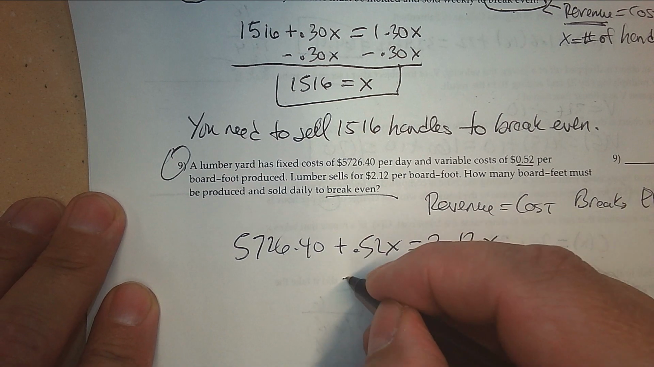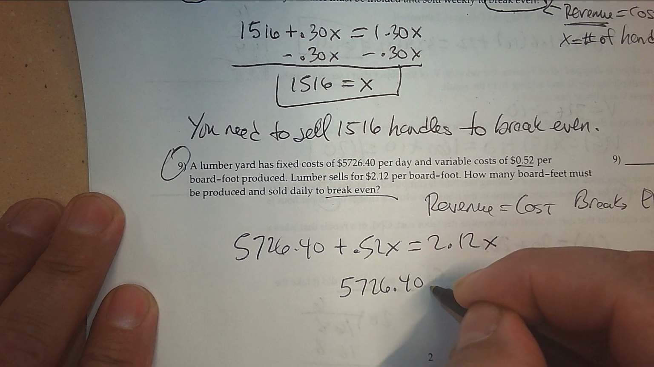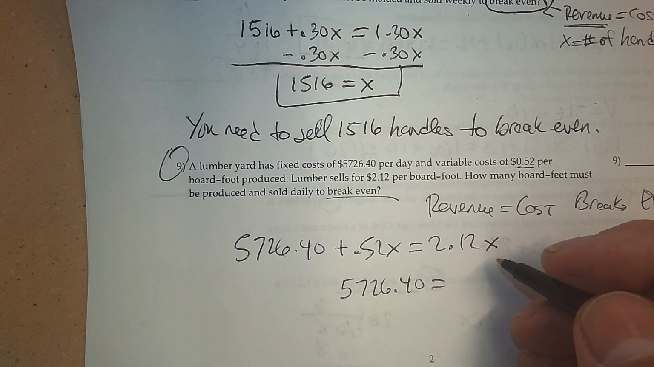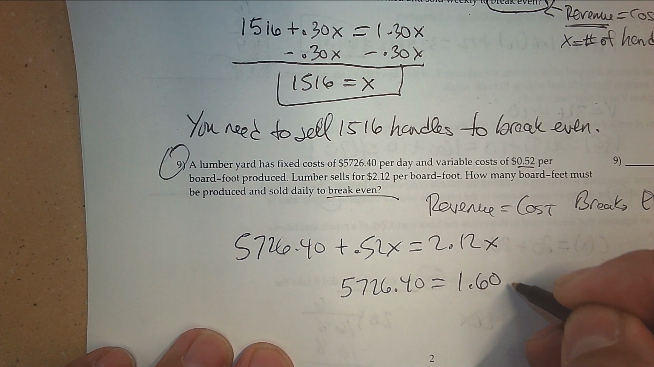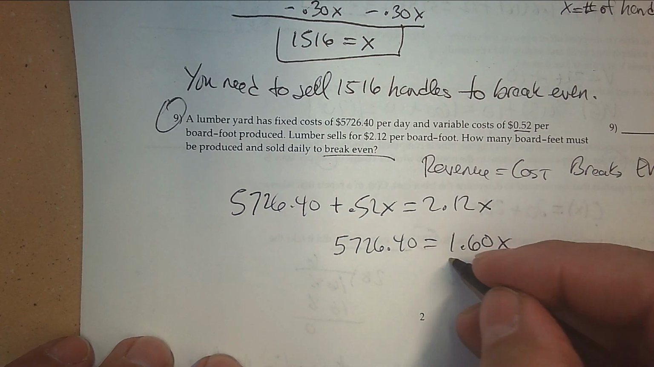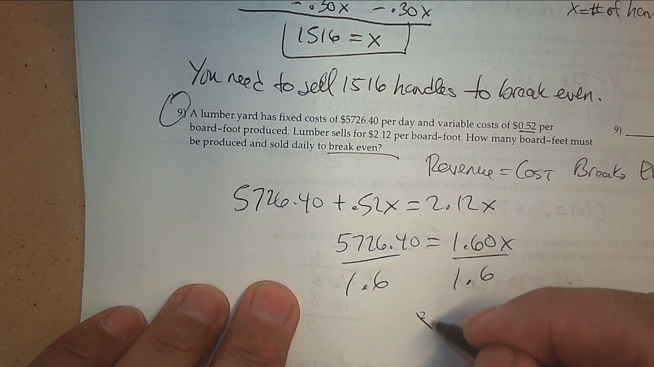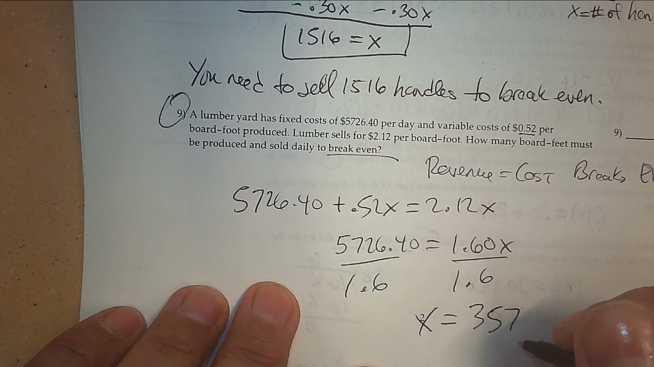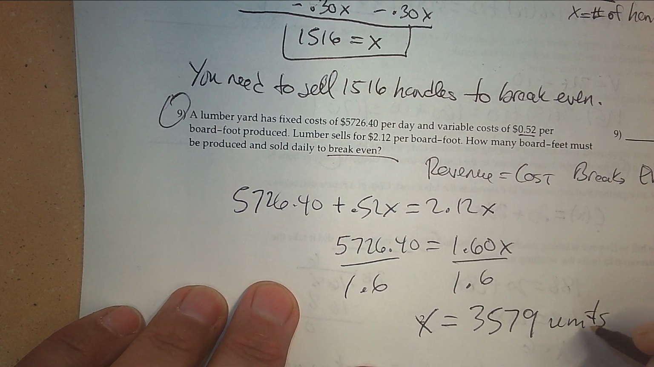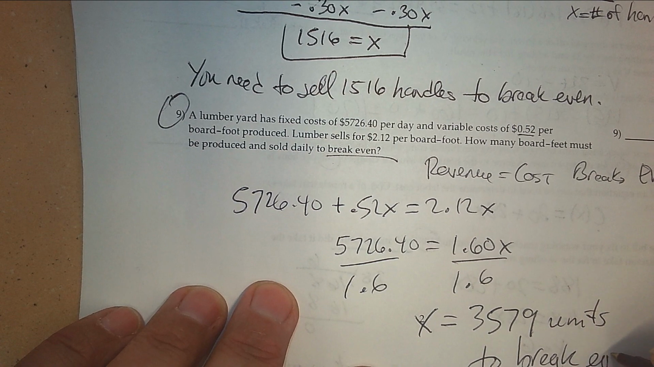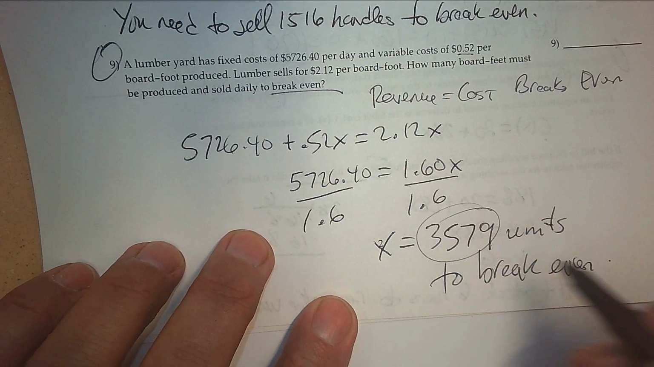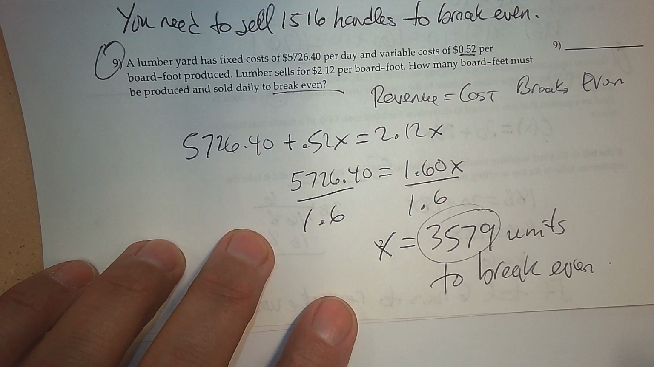So step number 1, I'm going to subtract. So $2.12 subtract 52 cents. So it's 1.6, and then divide. So 5,726.4 divided by 1.6, and you get your break even. So you would need to sell 3,579 units to break even. So that's how many units you'd need to sell in order for revenue and cost to be equal to each other. Turn the page.